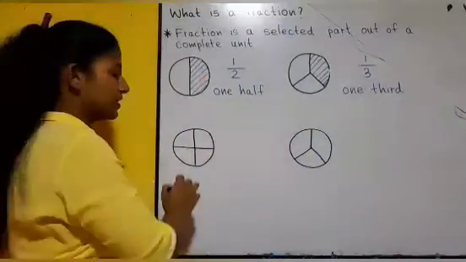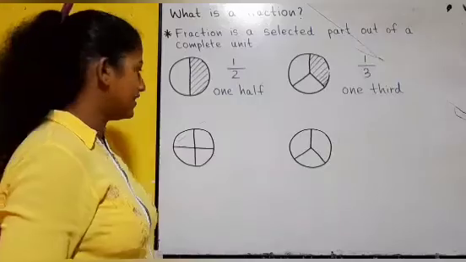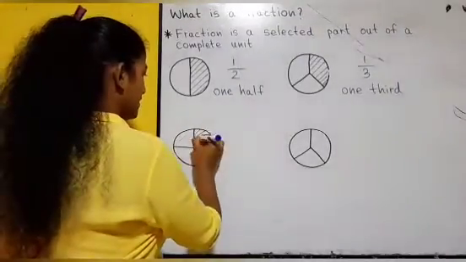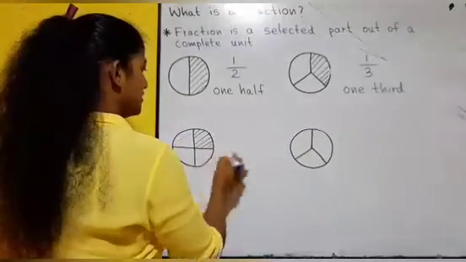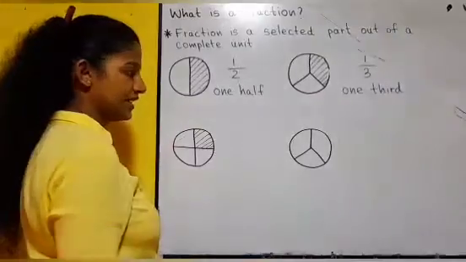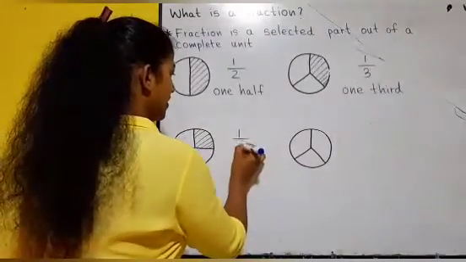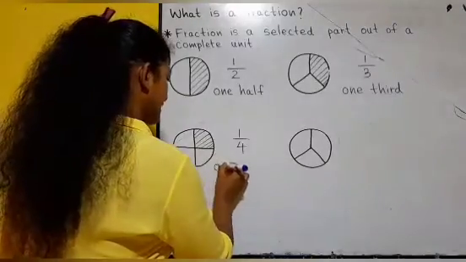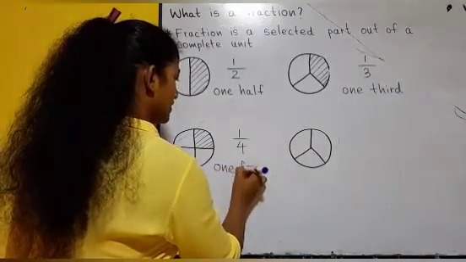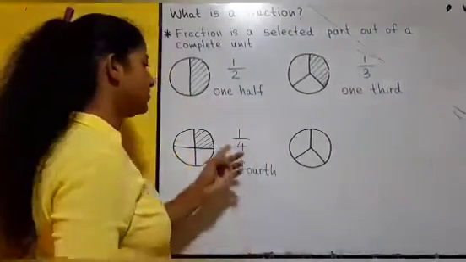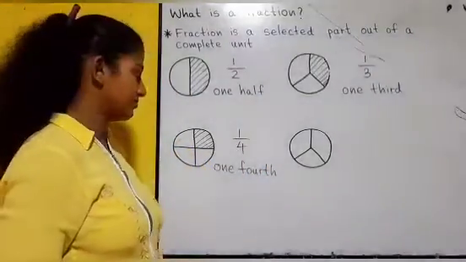In the third circle, I have divided it into 4 equal parts. Now I am shading one part. There are 4 total parts. One part is shaded. The fraction is 1 over 4. This can be read as 1/4. Also this can be read as quarter.